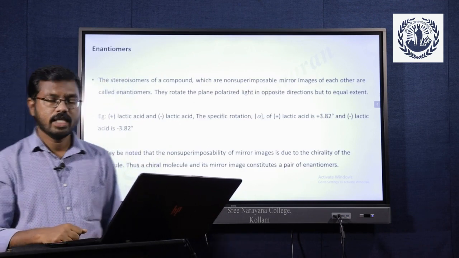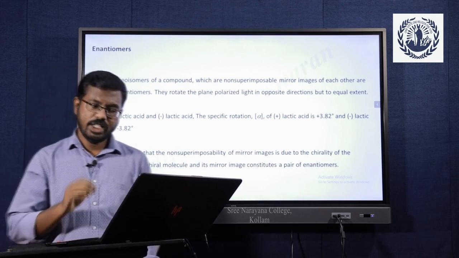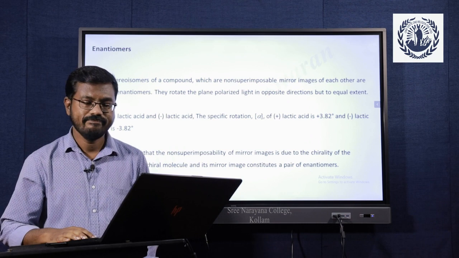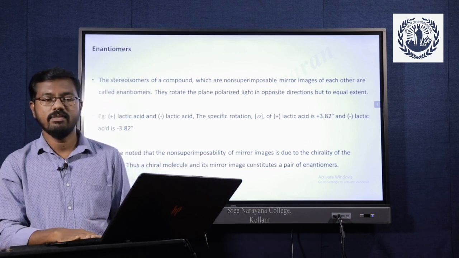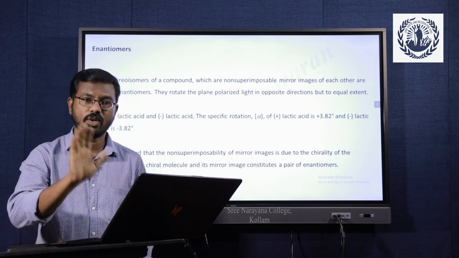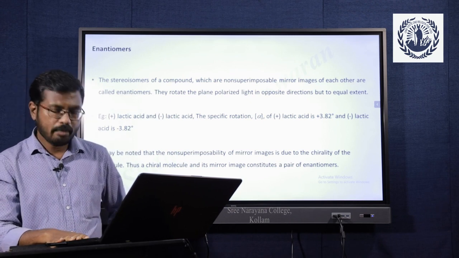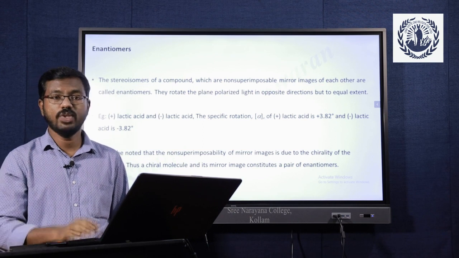Now, what are enantiomers? Enantiomers are stereoisomers of a compound which are non-superimposable. Okay, meaning they are mirror images which are not superimposable. They can rotate the plane polarized light in opposite directions to an equal extent.